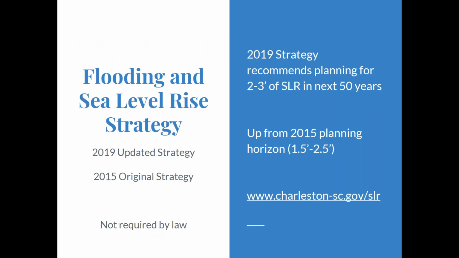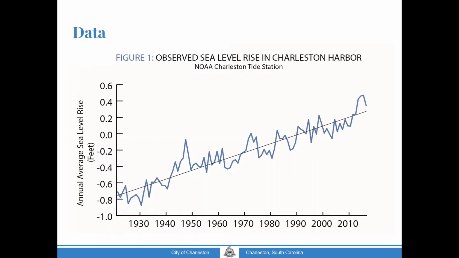So our flooding and sea level rise strategy, we just did an update last year. Our original strategy was in 2015, and we've seen the science change since then. That's an initiative in the strategy, to update it as science changes. It is not something required by law, as I know it is in California. But basically our 2019 strategy recommends that we plan for 2 to 3 feet of sea level rise over the next 50 years. And that is up from our 2015 planning horizon, which was 1.5 to 2.5 feet.